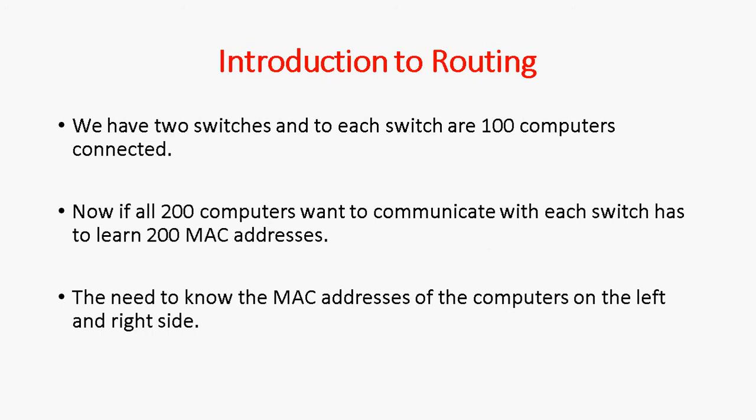Now for all 200 computers to communicate, each switch has to learn 200 MAC addresses. Both switches need to know the MAC addresses of the computers on the left and right side. The left side switch has 100 computers and the right side switch has 100 computers, so both switches have to learn 200 MAC addresses in the MAC address table.